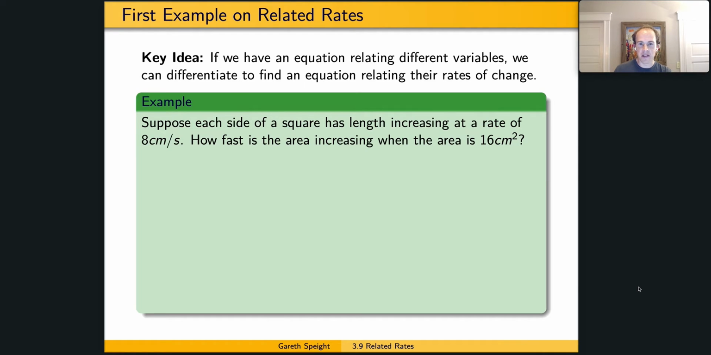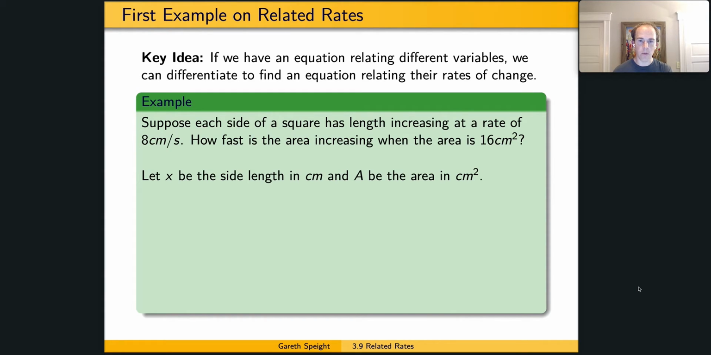And we see we're told that the sides of the square have a length which is increasing at some rate. So if we want to study that, we better give a symbol to the sides of the square. So let's call the side lengths x. And okay, we want to know something about the area, so we better give a symbol to that. So let's call it A. So you get to pick the symbols, but try to pick symbols that remind you of what is going on. So x is going to be the side length of the square in centimeters. A is going to be the area in centimeters squared.